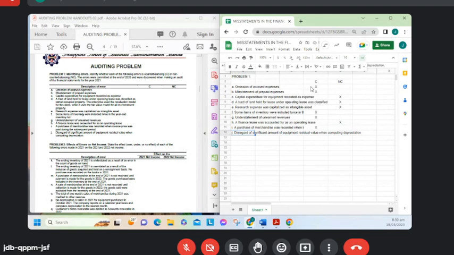Letter J, disregard of significant amount of equipment residual value when computing the depreciation. Depreciation affects several years, not only the current year, not only the prior year. So an entry should be made to correct the error. So this is a non-counterbalancing error.